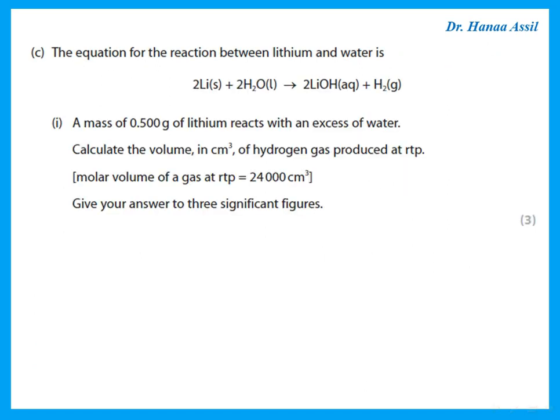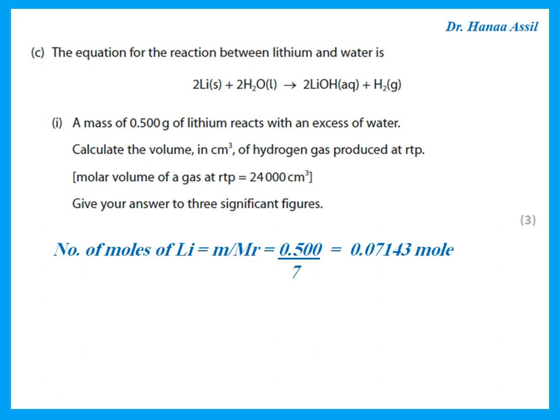The equation for the reaction between lithium and water is this. A mass of 0.5 grams of lithium reacts with an excess of water. Calculate the volume of hydrogen gas. So how do we calculate the volume of hydrogen gas? The first thing we do is number of moles of what he gives me. So he gives me information about lithium. I get number of moles of lithium. Now what does he give me? He gives me the mass. Then I use mass over molecular mass of lithium and get the number of moles of lithium.